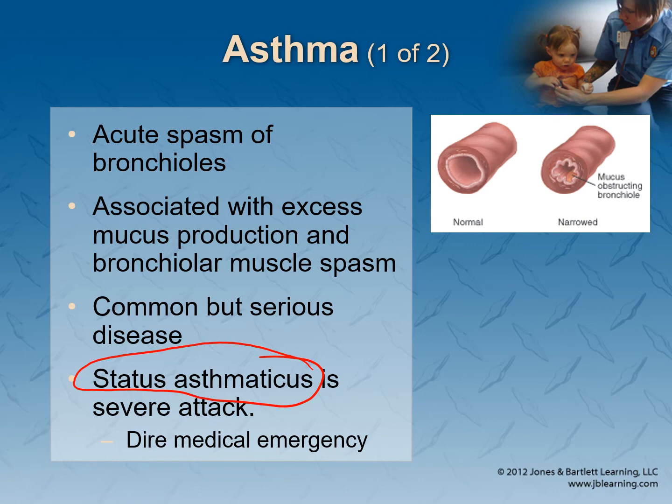A true status asthmaticus patient is a critically ill patient, very likely to die without some high level, very rapid intervention. So you being able to recognize that is going to be extremely important. And we're going to get to that in the assessment and treatment section.